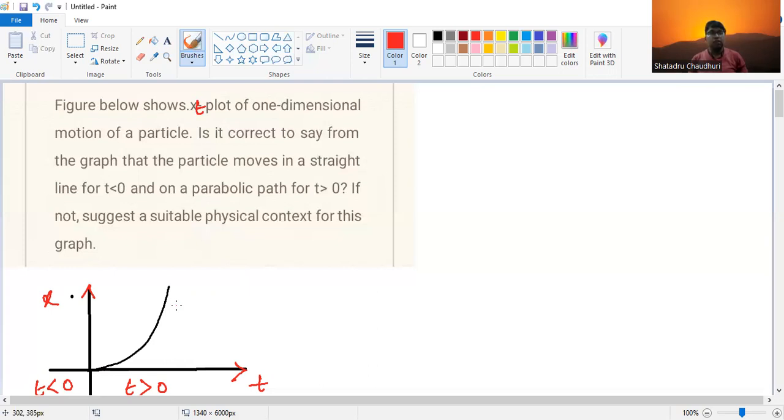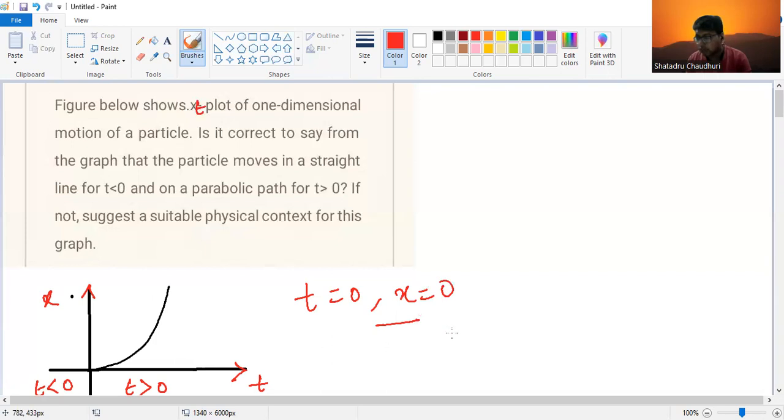So what is the graph actually telling? First of all, we cannot say that, because t less than 0 means what? There is no explanation actually. Physically, it is not possible that time is negative. And the second thing is that it is the xt plot, a position time graph, and this is not a trajectory actually. So what we see is that at t equals 0, we get x equals 0.